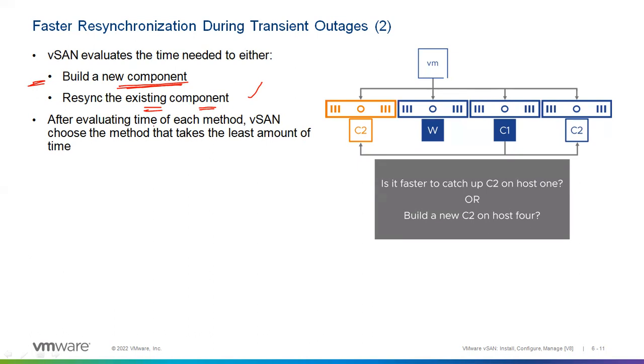After evaluating the time of each method, we can choose the method that takes the least amount of time. It's again intelligence, deciding whether it's better to build a new component, or better to resync the existing one. Okay, so it will decide which is the faster method.